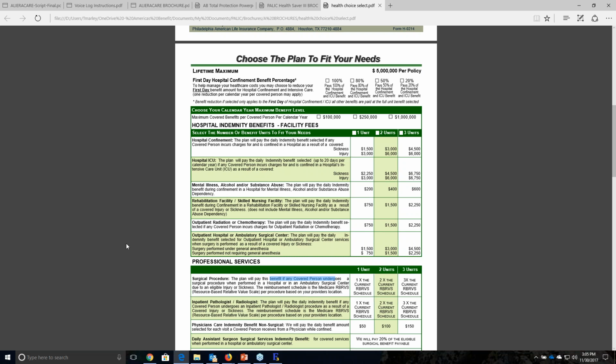Now, if there's more benefit than bill, Philadelphia American will send the check to the provider paying the claim in full, and any excess benefit will be paid directly to the client, income tax free. If there's more bill than benefit, they'll send the payment to the provider and send a balance due to the insured.